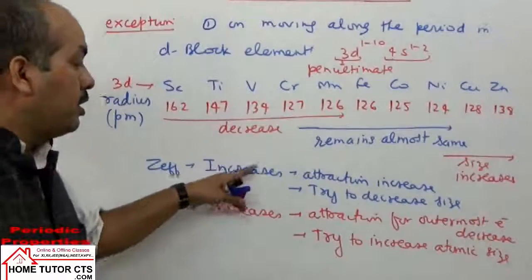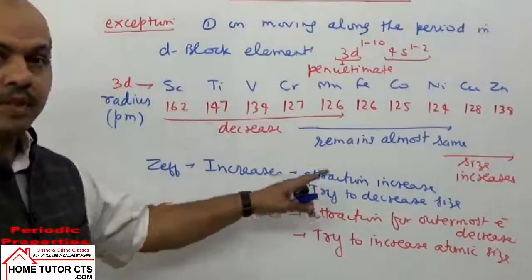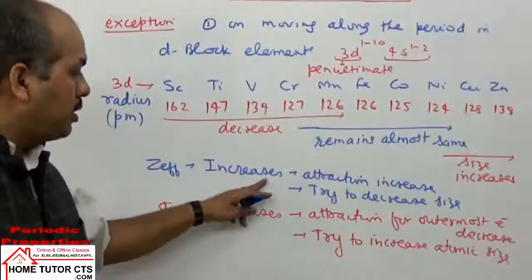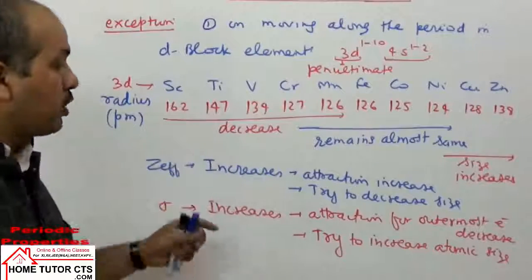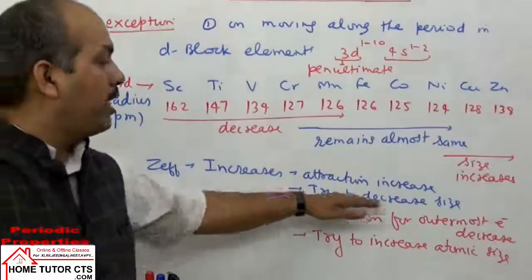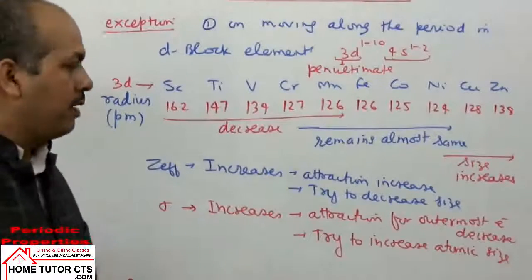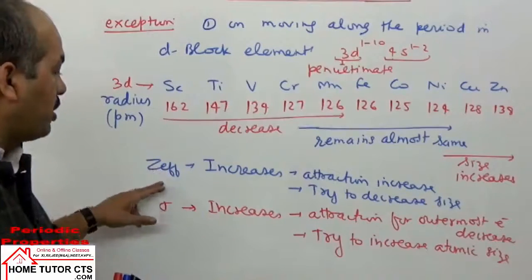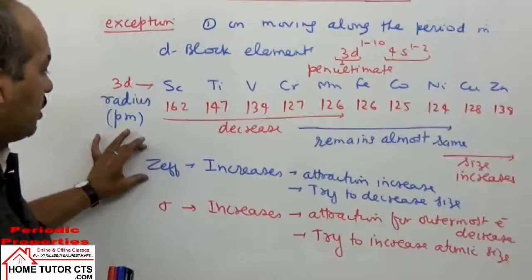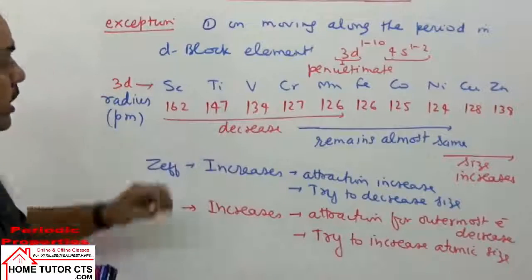So you can see these two factors are opposing in nature. दोनों बढ़ेंगे on moving along the period. दोनों फैक्टर आपके बढ़ रहे हैं, बट इसमें उनका इंपैक्ट क्या आ रहा है, अपोजिट इंपैक्ट आ रहा है। एक में क्या हो रहा है, size of element tries to decrease, और सेकंड में क्या आ रहा है, size of element tries to increase by this variation of effective nuclear charge and sigma. समझ में आया पॉइंट, या नहीं आया? तो effective nuclear charge increases, sigma also increases.